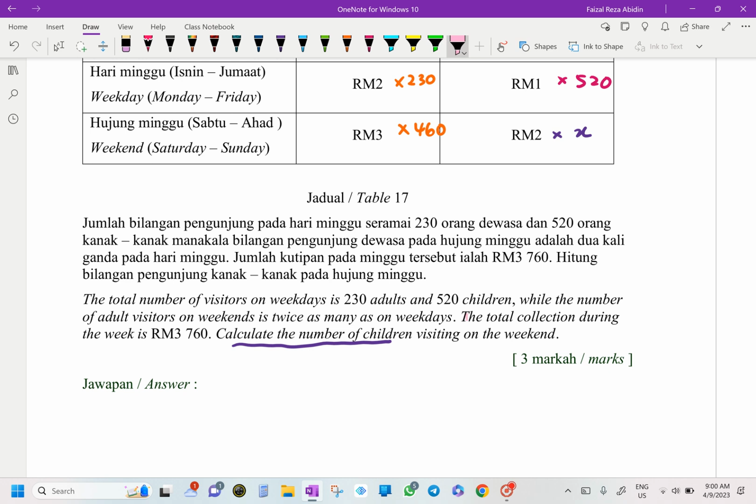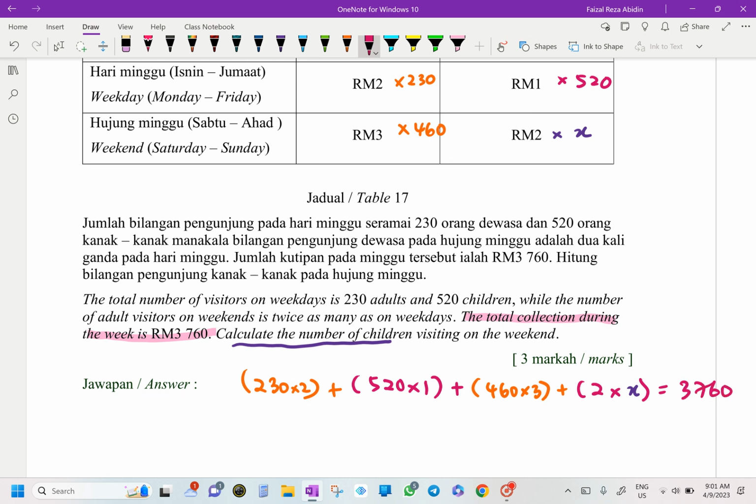Here it says total collection during the week, which means weekday and the weekend. So you are going to get what? 230 times by 2 plus for the children on the weekday 520 times 1 plus on the weekend you are going to get 460 times by 3 plus on the weekend for the children you are going to get 2 times by x. The total is going to be 3,760. Can, girls?